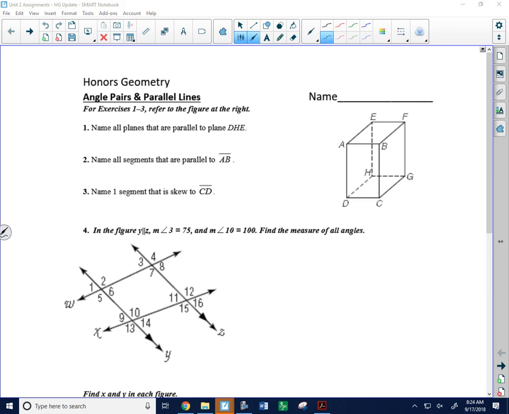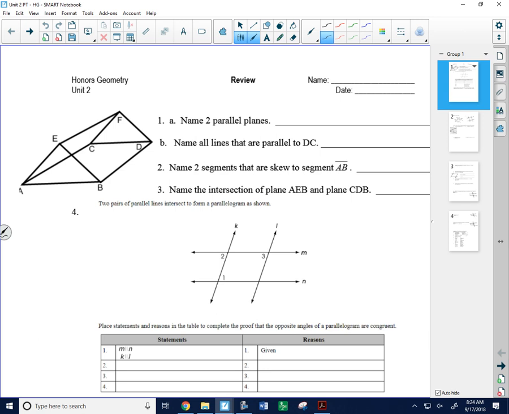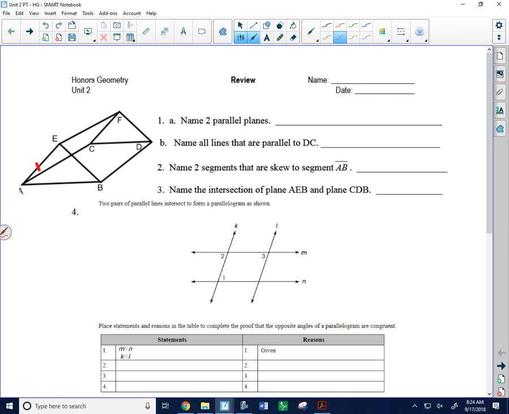Okay, so let's start with parallel lines and planes. Let's just do: name two parallel planes. Let's do number one. Oh, this is the wrong one. So the only ones here are the front and the back.